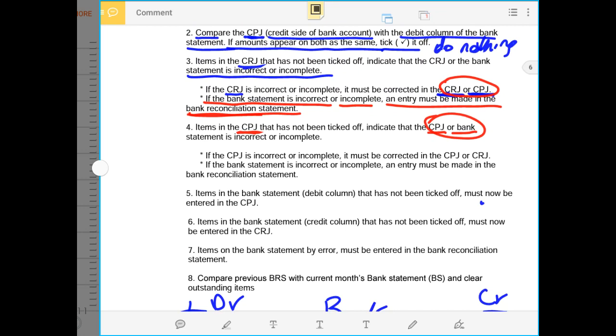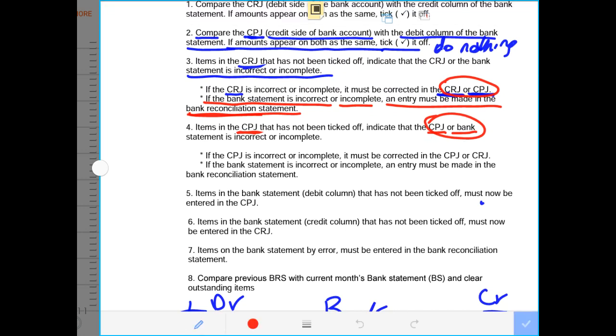Or the bank statement. It says items in the CPJ that have not been ticked off indicate that the CPJ or the bank statement is incorrect. So the CPJ, which is also the credit side of the bank account, might be incorrect or incomplete. And I want to always use this parallel that the CPJ is the credit side of the bank account.